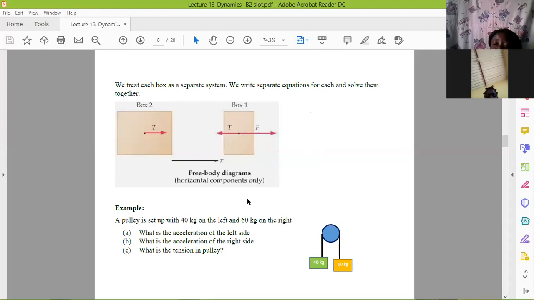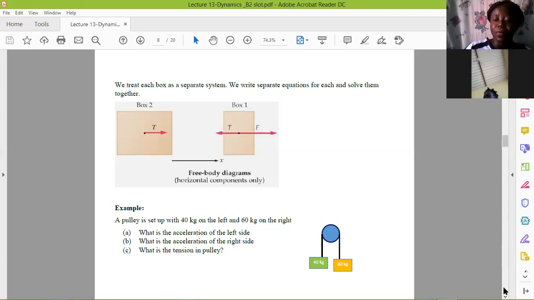Remember that the reaction forces are acting on two different objects. So you separate them and you write all the forces that are acting on that body. Like for that box, the one we were doing first, the only force acting on that object is the tension, and on box one we have a tension on this side, and then we have a force on that side.